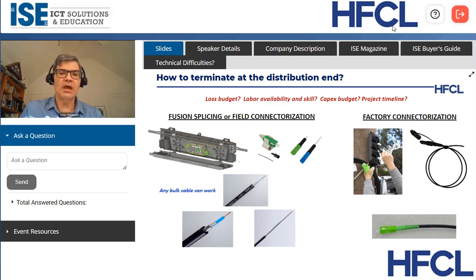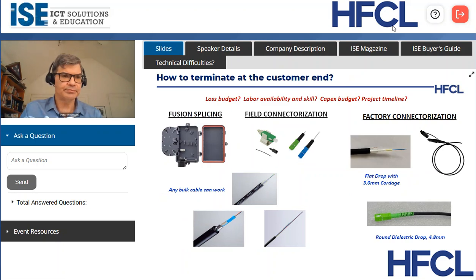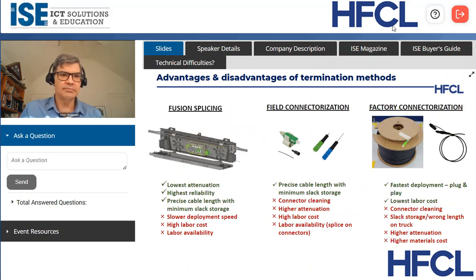This is a picture of a 4.8 millimeter round drop with an SC/APC on it. We can directly mount that connector on that cable. And then how do you do it on the customer end? You ask the same questions about loss budget, labor availability, CapEx, and project timeline. Again, if you use fusion splicing or field connectorization, any of the bulk cables can work. Or you can use the hardened connector or the SC/APC or other types of indoor connectors. Any of those could work.